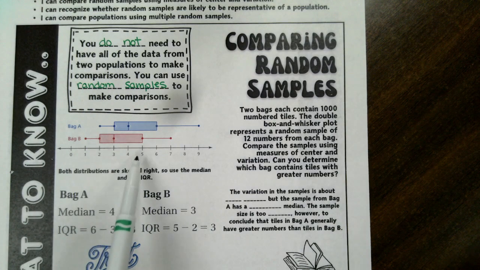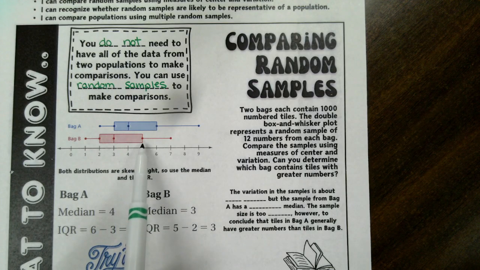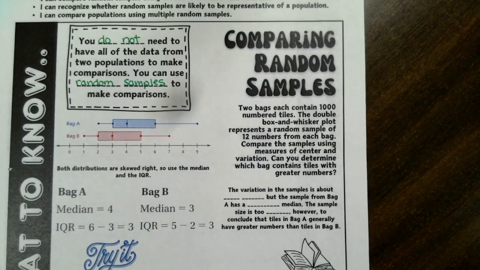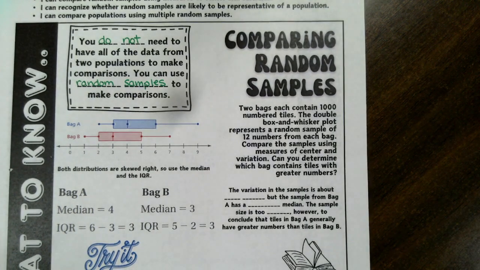For bag B, my upper quartile is here. Here's the median of my upper quartile, which is 5. And then my lower quartile is here. So my median is 2. So I'm going to do 5 minus 2 equals 3. Okay, so that's how I found my median and how I find my interquartile range.